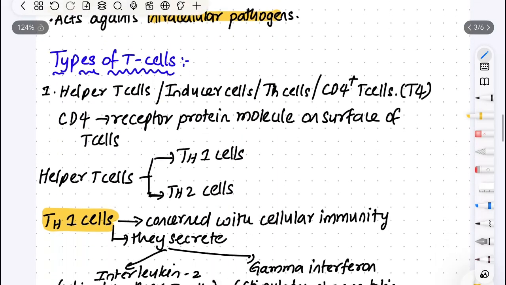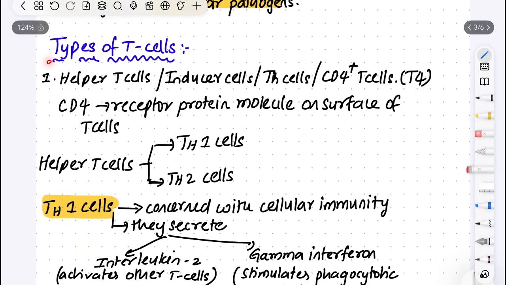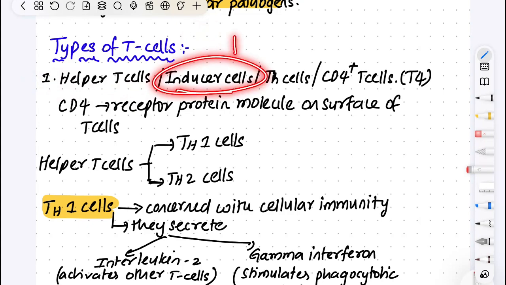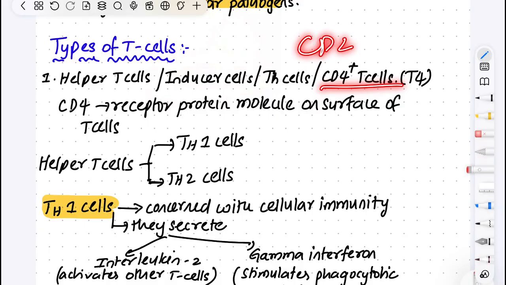Now let us look at the most important thing, the types of T cells. We have totally 4 types of T cells. The first one is the helper T cells. They are also known as inducer cells, or they are denoted as TH cells, or they are also known as CD4 cells. Now what is this CD4 plus? The CD4 plus is a marker. Now again, what is this marker?